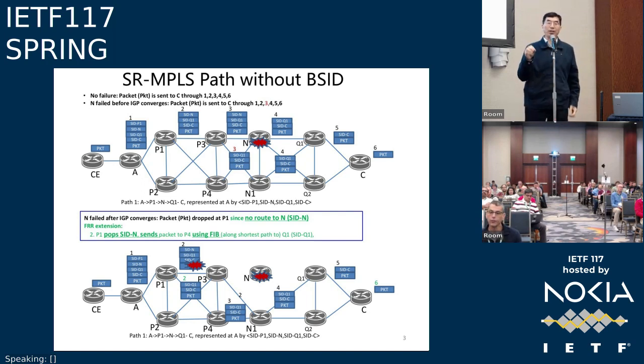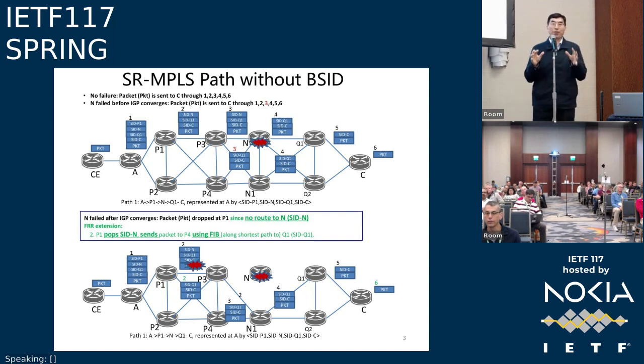Then after P1 receives the packet, P1 pops the SID for P1 and then forwards the packet using the forwarding table. This packet will be sent to P3, and then P3 will forward the packet using the forwarding table and send the packet to node N. So that's the normal operation. But when node N fails, P3 as a PLR will detect the failure of node N, and then P3 will pop the node SID of N and send the packet around the failed node N to the next hop, which is Q1. So that's the existing FRR protection.